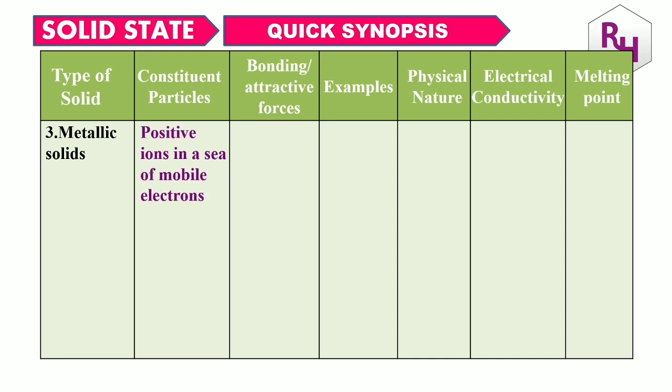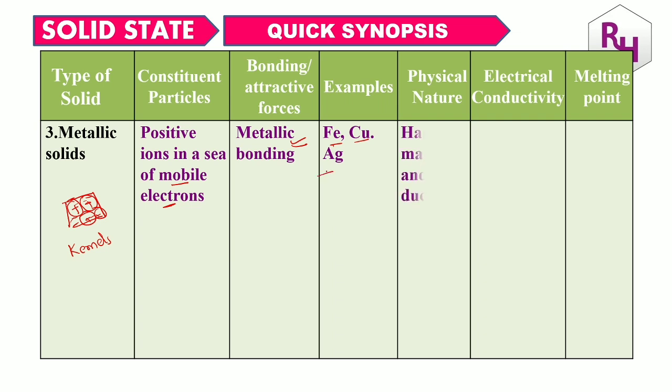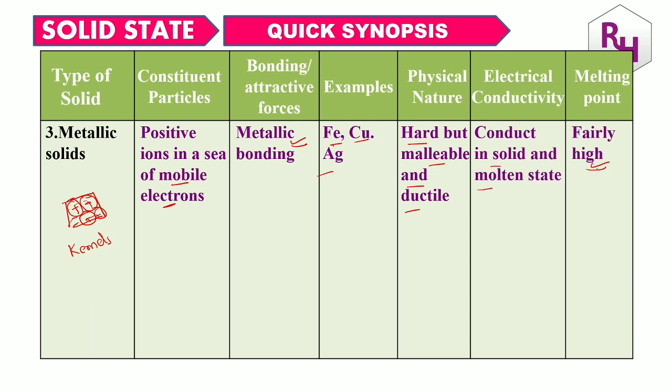Then metallic solids, the third one: positive ions in a sea of mobile electrons. Metallic bonding will be in such a way that, if you consider this as a metallic plate, these are the ions which are present. These are called positively charged kernels, and the negatively charged ones are mobile, that is, we call them mobile electrons. Metallic bonding is the attractive force present, and examples are iron, copper, Ag, etc. Physical nature: hard, malleable and ductile. They conduct in solid and molten state, and the melting point is fairly high.